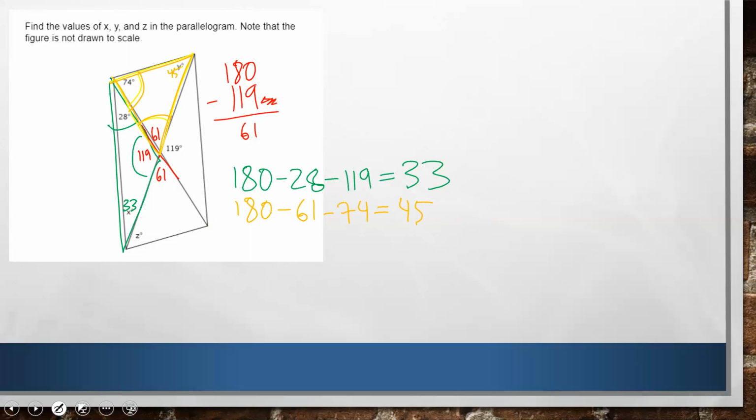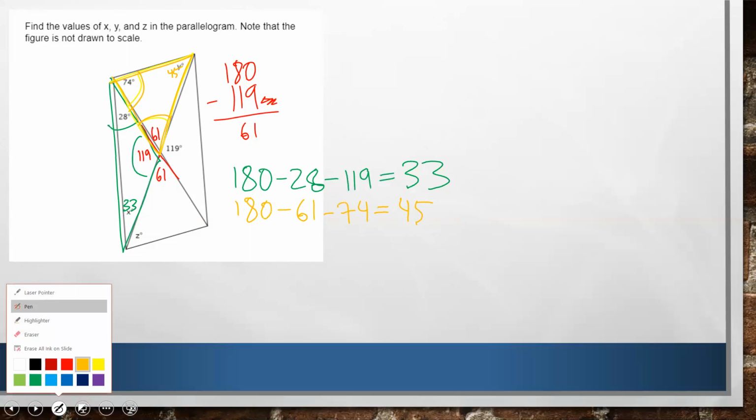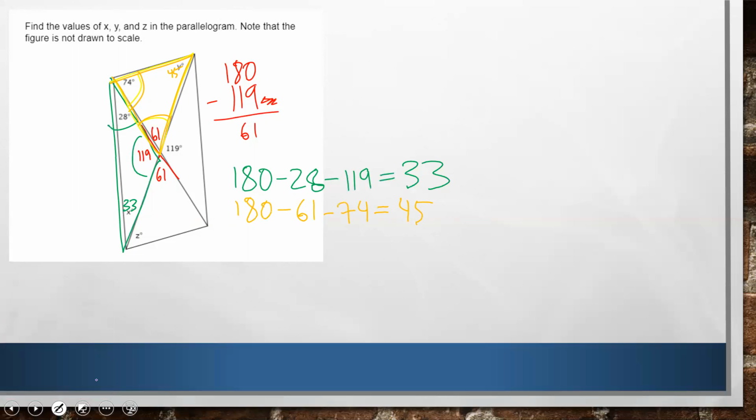Okay, the last thing I want to point out to you is this is a parallelogram, which means you have parallel sides. So if I look at this side and this side, and I extend this to be a transversal, then that means that Z is alternate interior with Y, so Z is also 45 degrees. Always use your parallel rules as much as you can to save yourself some time.